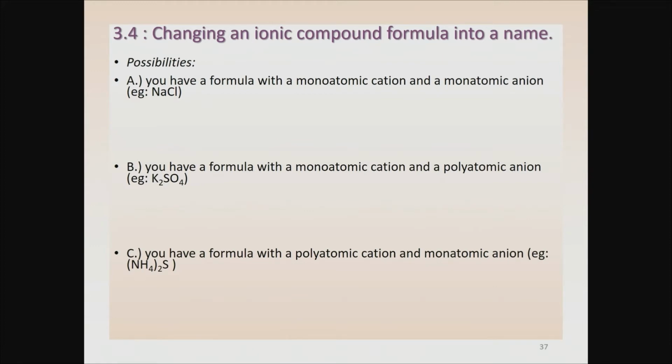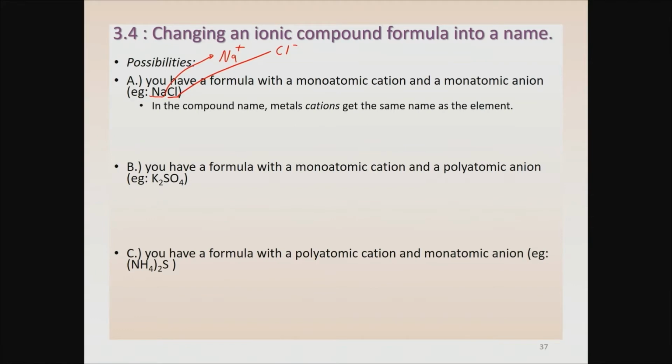Let's look at possibility A. Some ionic formulas have a monatomic cation and a monatomic anion in the formula. A good example of that is NaCl. So let's talk about why NaCl is a matching of a monatomic cation with a monatomic anion. Here we have Na, and you might remember Na as an ion is Na+, and Cl as an ion is Cl-. Both of these are ions because they both have charges, and they're both monatomic ions because you can only see one atom carrying the charge. So how do we provide a name for NaCl?